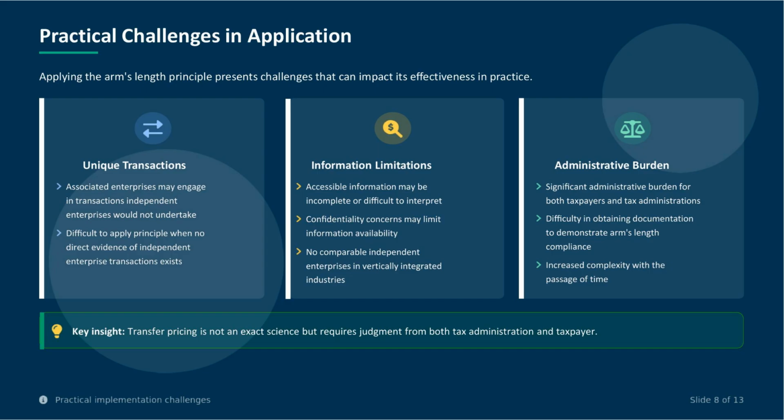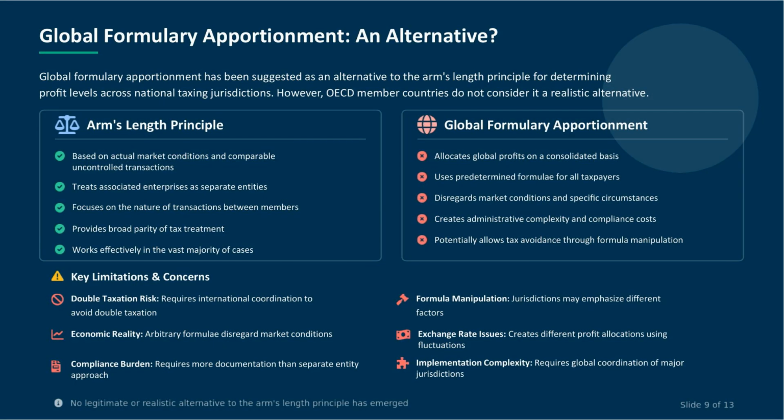Global formulary apportionment proposes allocating profits using a predetermined formula, ignoring market conditions. This method risks double taxation and allows formula manipulation. It creates administrative complexity and compliance burdens, requiring extensive documentation. Despite these challenges, the arm's length principle remains preferred, as it aligns with actual market conditions and treats associated enterprises as separate entities, ensuring fair tax treatment. By and large, the global formulary apportionment method was not widely adopted.